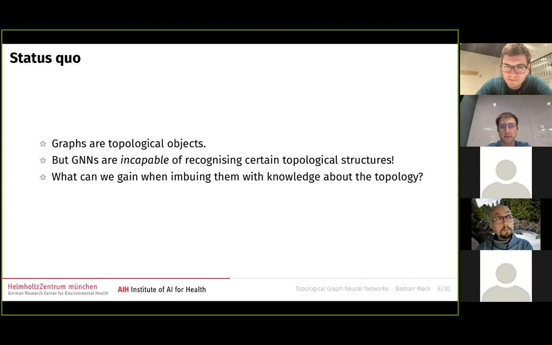So either they need a big receptive field, so they need lots of layers in order to do so, or they cannot detect them at all. We'll see some examples about this later on. So a natural research question that drove this project here was, what can we gain when imbuing them with knowledge about the topology of a graph?